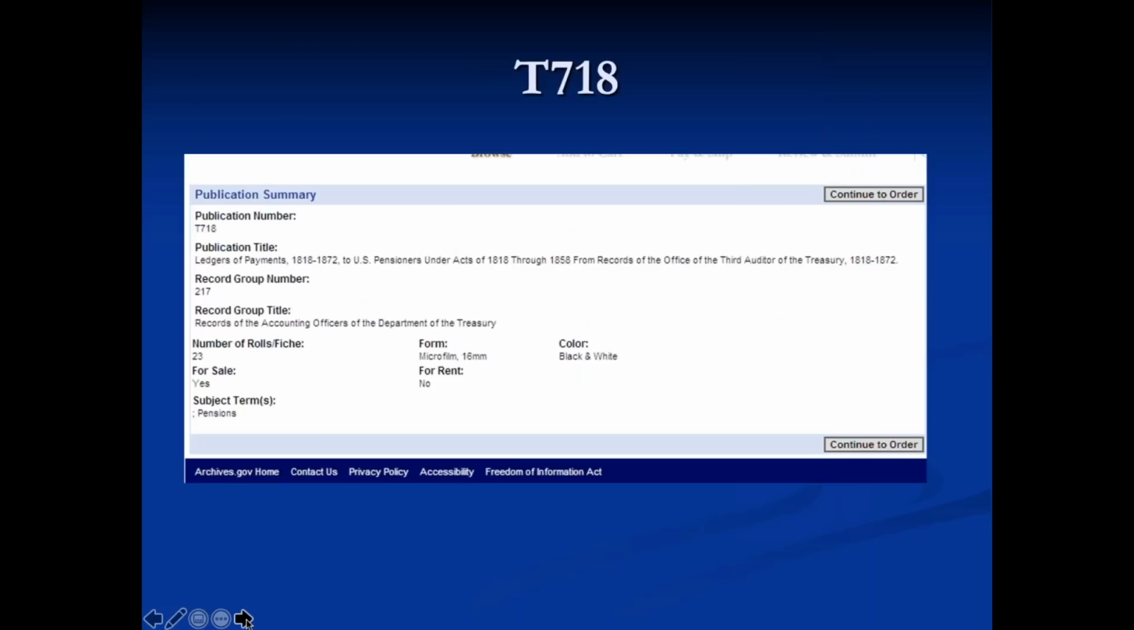I'm not going to spend a whole lot of time on this set, but I am going to do a deep dive into the second set, which is T718, Ledgers of Payments, U.S. pensioners under the Acts of 1818 through 1858 for records in the Office of the Third Auditor of the Treasury. So these are those that are covered under the Act of 1818, the Continental Line Act, under the Act of 1832, the Militia Act, under the various other pensions in between, then the widows' pensions beginning in 1836. The other nuance in this time frame is these ledgers also cover War of 1812 invalid pensions.